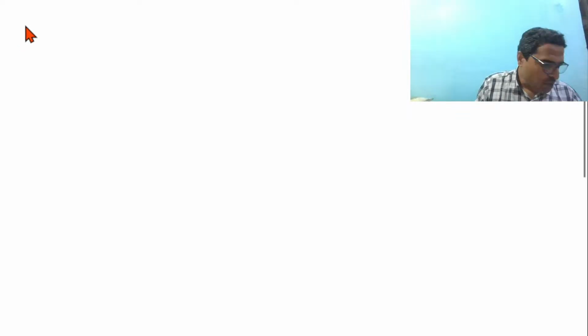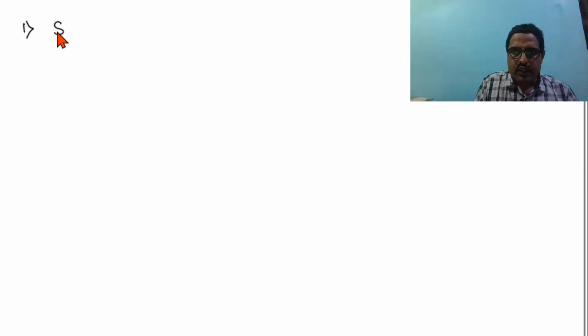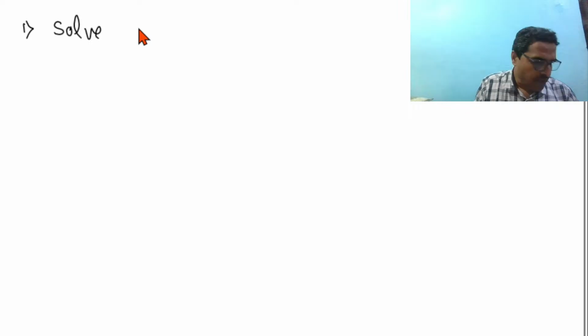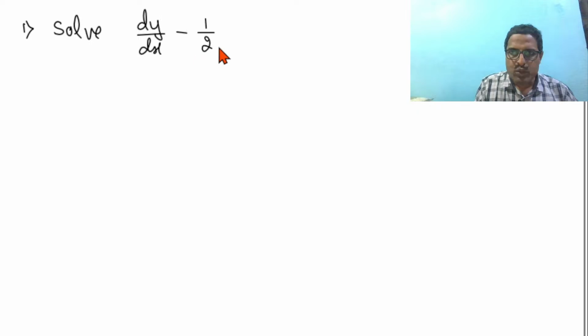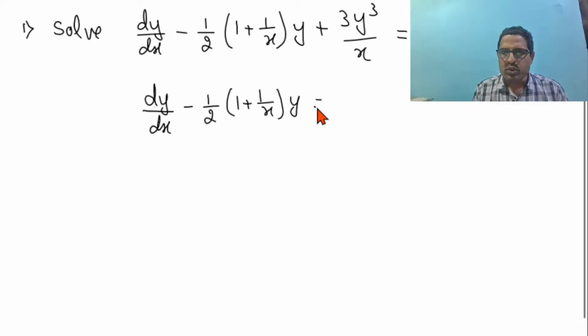Let us start with the first question. The first question is to solve dy by dx minus 1 by 2 times of 1 plus 1 by x times of y plus 3y cube by x. So this plus 3y cube by x will become minus 3y cube by x.